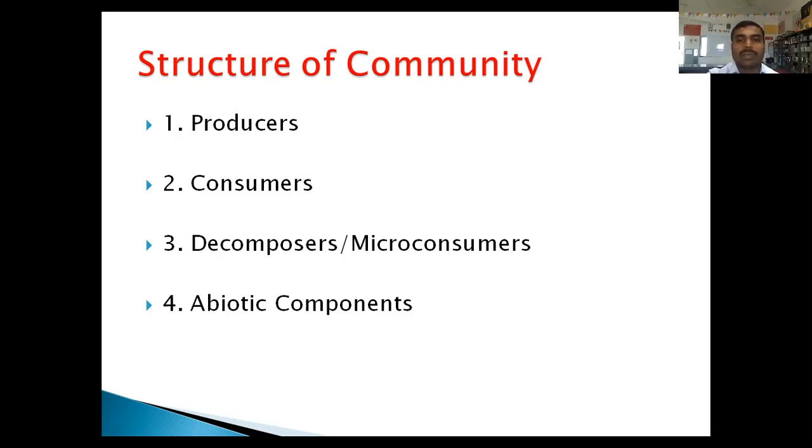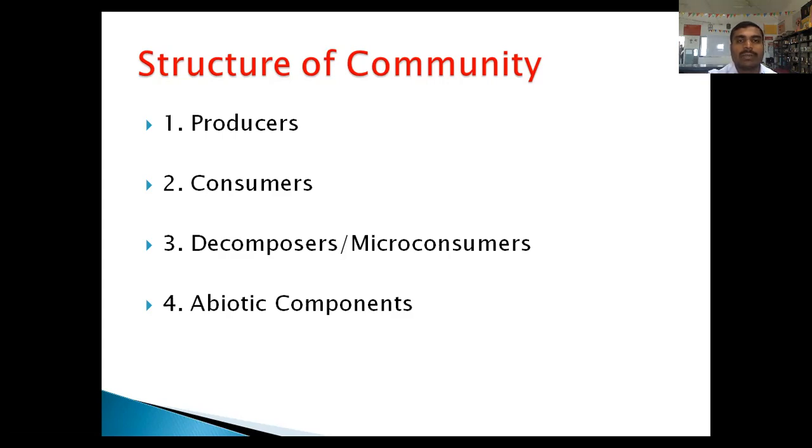Hence, the consumers are of three types. They may be primary consumers, meaning they directly depend on plants. Then secondary consumers, they depend on primary consumers, or simply they are called carnivorous. And then top consumers or tertiary consumers, they are also called top carnivorous, and we had seen their examples also. These are the consumers. Then next we'll see the decomposers.